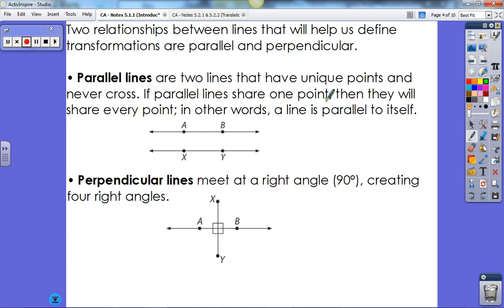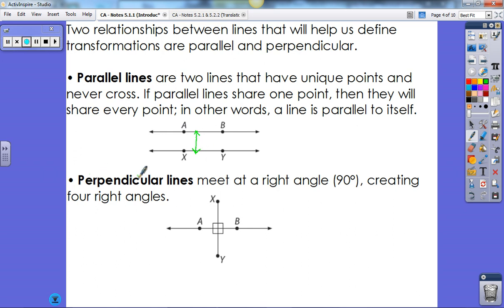When we define some of our transformations, knowing what parallel and perpendicular lines are is going to be helpful. Parallel lines, excuse me, never cross. We probably already know that. And then if I say a line is parallel to itself, obviously I'm talking about one line on top of itself. But as long as they have the same distance in between them, then they are going to be parallel lines.